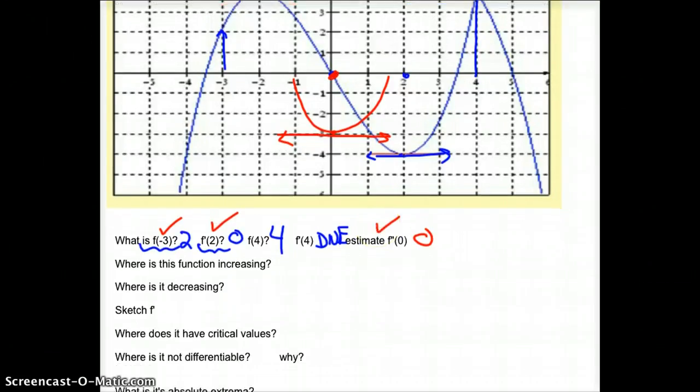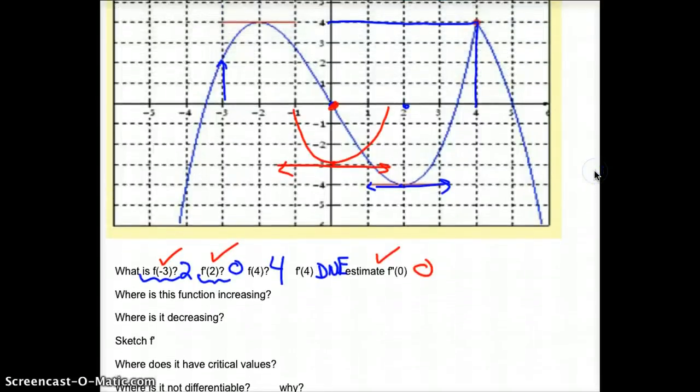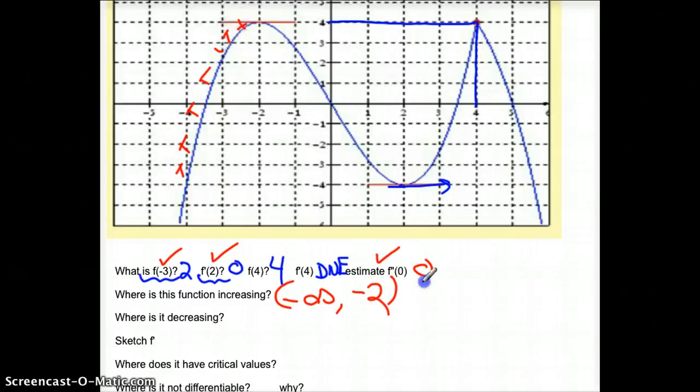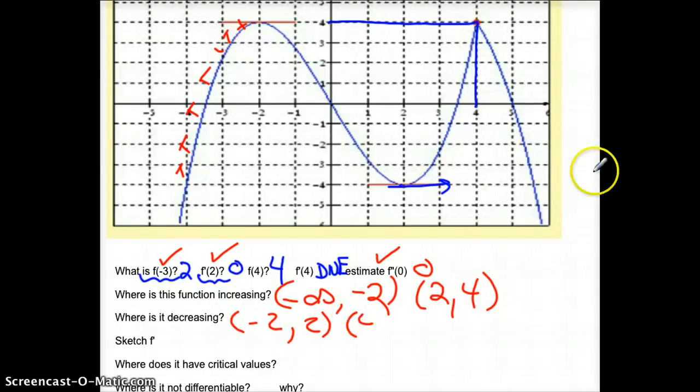So let's answer a couple more questions. Where is the function increasing? Well, obviously that's where you're going uphill. Mathematically, that's where our slopes are positive. So you'd say on negative infinity to negative 2, I'm heading up. My slopes are positive. My slopes are also positive from 2 to 4, and those are open intervals. At 4, I've got a problem. Where is it decreasing? Obviously where it's going downhill. So from negative 2 to 2, I'm heading down. I'm also heading down from 4 to infinity. And again, you're just looking for where those slopes are positive, where they're negative.